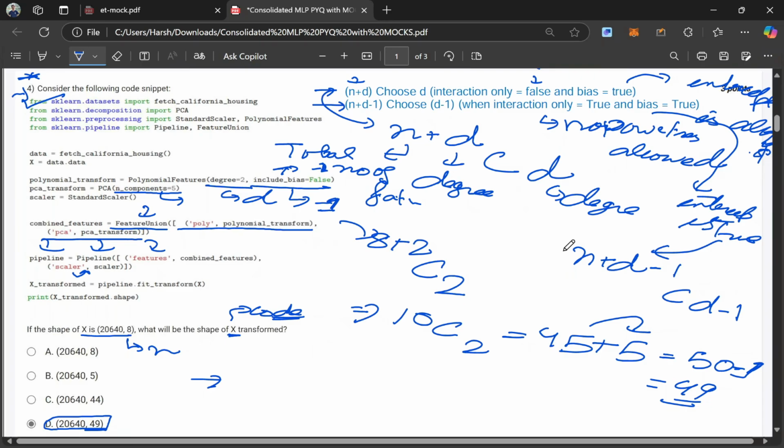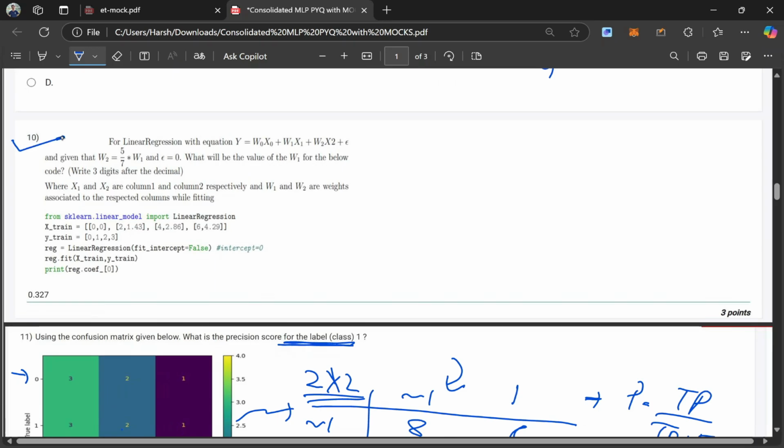Now let's move on to our next question. Now the last question that we are going to see is question number 10. You are given an equation. You are also given a value of W2 and the error or eta is 0. Okay, and you have to find the value of W. Your x1 and x2 are columns 1 and 2 respectively, and W1 and W2 are the weights associated to the respective columns while fitting.